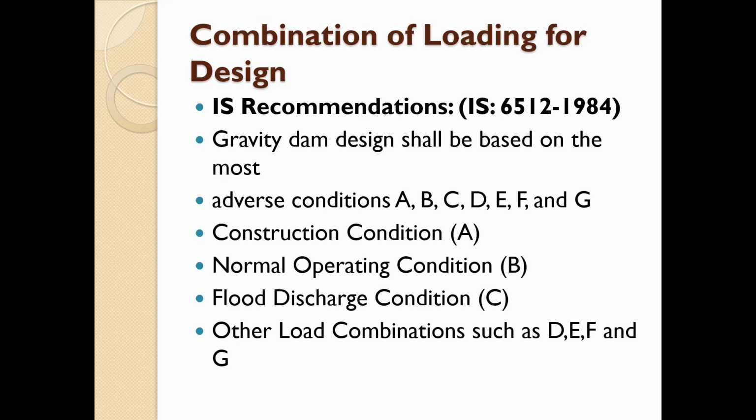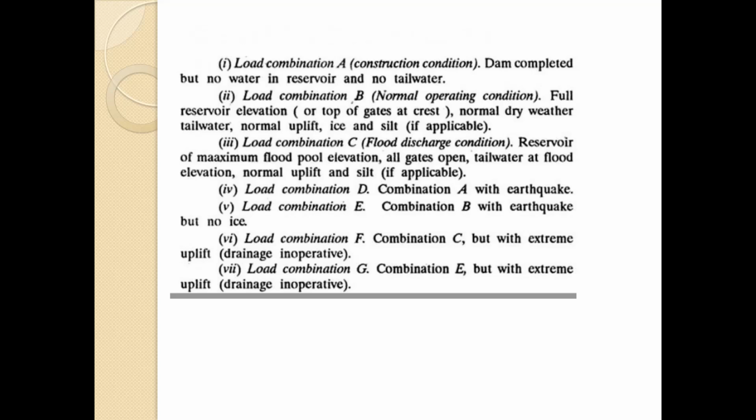The combination of loading for the design. What IS 6512 recommends is that the gravity dam design shall be based on the most adverse conditions, that is A, B, C, D, E, F and G. What is the stage A? That is the construction condition. Then B is the normal operating condition. C is the flood discharge condition, and the other load combinations such as D, E, F and G. So what is this A? The dam is completed but no water in the reservoir and no tailwater. This is the construction stage.